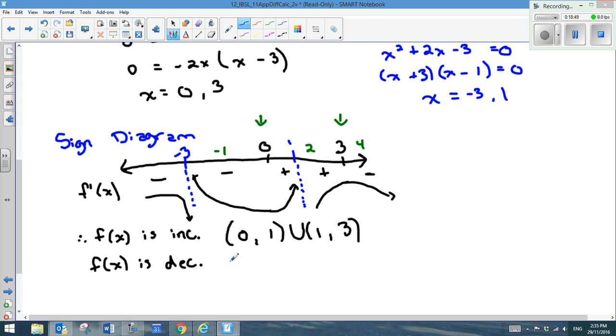If I'm decreasing, I decrease from -infinity until -3. And then again from -3 until 0. And then again from 3 to infinity. And again, all of these are going to be connected with the union symbol, just saying that I have 3 different sets. So you can either use the interval notation we used on the last question or the brackets, and they are both acceptable.